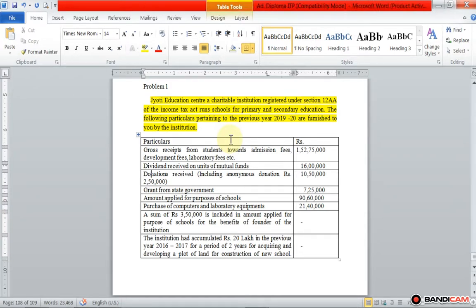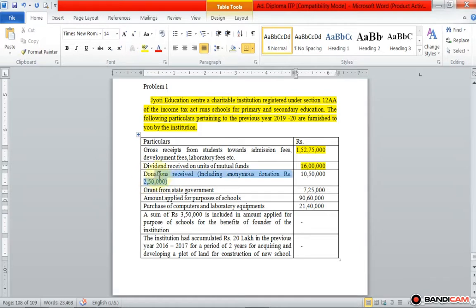In particulars, first point: gross receipts from students towards admission fees, development fees and laboratory fees, amounted to rupees 1 crore 52 lakh 75,000. Here the amount is 1 crore 52 lakh 75,000. Dividend received on units of mutual fund amounted to rupees 16 lakh. Then donation received, including anonymous donation, rupees 2,50,000.